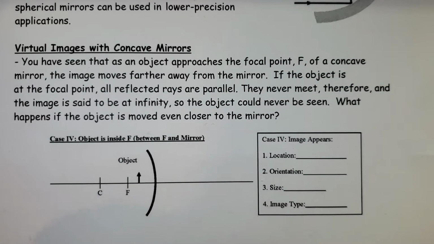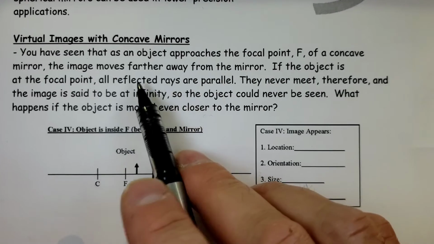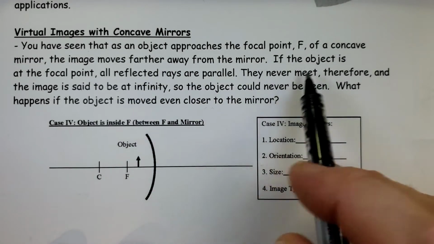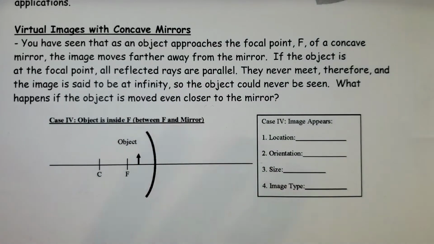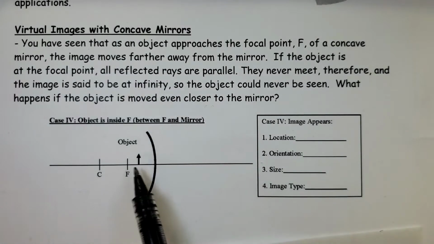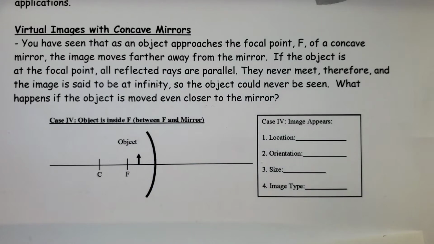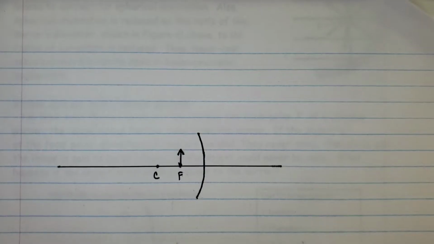Let's look at virtual images of concave mirrors. You've seen that as an object approaches the focal point F of a concave mirror, the image moves farther away from the mirror. If the object is at the focal point, all reflected rays are parallel. But before we do that, maybe we should look at the case in which, so we looked at beyond C, at C, in between C and F, and now we're going to look at inside F, but we didn't look at the case of at F. So I'm just going to grab a piece of paper and we'll figure that out.